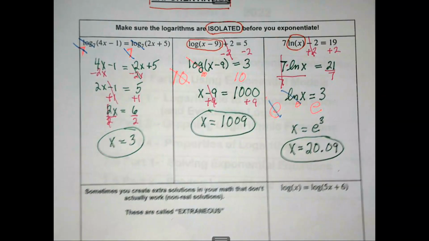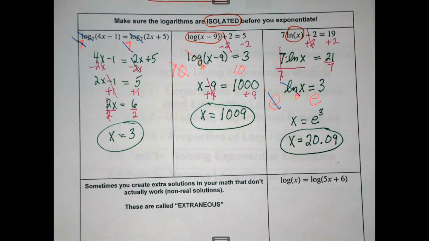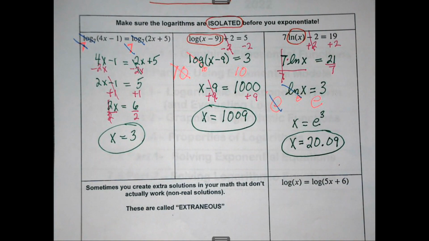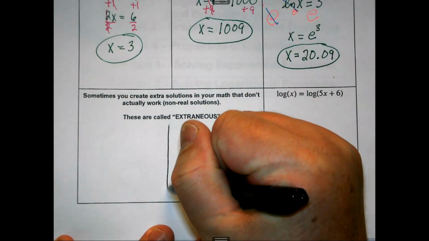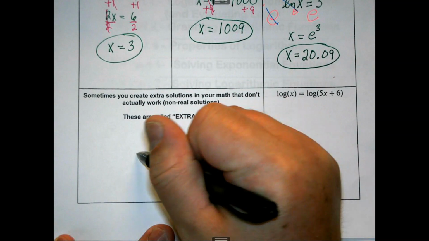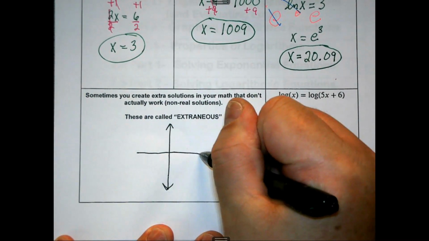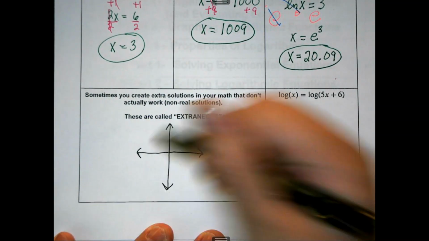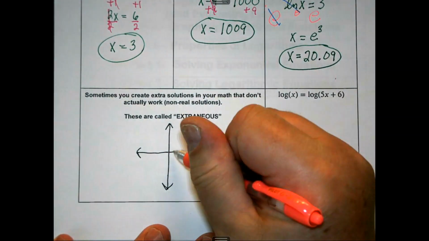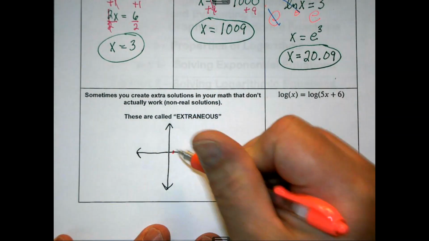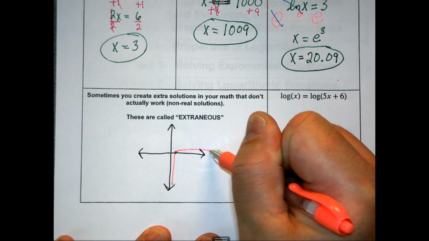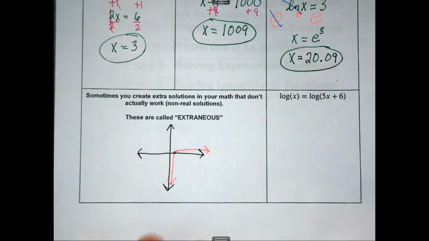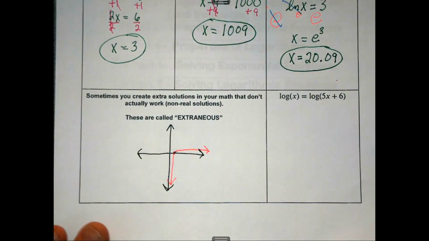Questions, comments, concerns? There's something we've got to talk about, and that is extraneous solutions. Okay, if you guys remember the parent function for the log function, common log of x, right? Remember, the turning point is 1 comma 0. So it comes from the bottom, turns, goes like that. Do you remember? Anyone? Good, Jared. I'm glad you know.